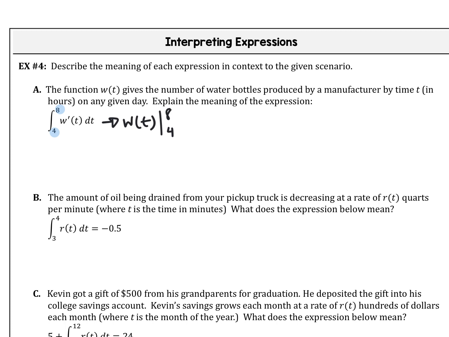So what does that tell us? What does that mean in terms of the problem that we're given? What is w of t? Number of water bottles produced. So this would be the number of water bottles produced at 8 hours. And then this is the number of water bottles produced at 4 hours. So we're going to subtract those, right, if we're taking the integral of those two things. So we're going to find out how much was produced in between the hours of 4 and 8.